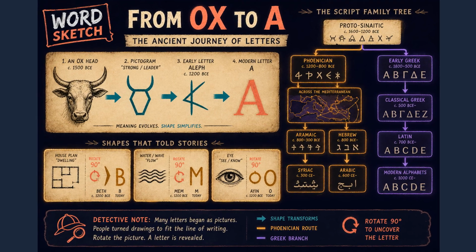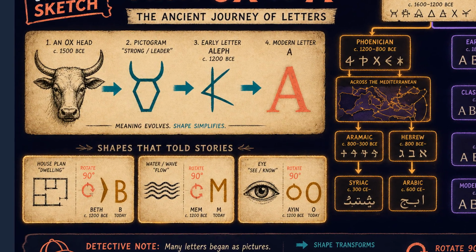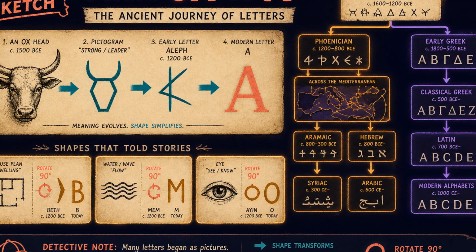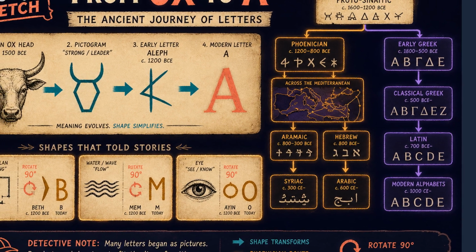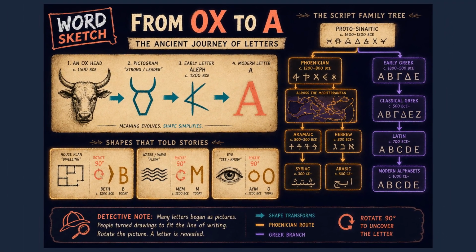Trace any capital letter's history. B still looks like a floor plan with a roof. M still echoes water ripples in some old forms. O began as an eye or mouth circle. The alphabet hides its artwork in plain sight, waiting for a 90-degree turn.